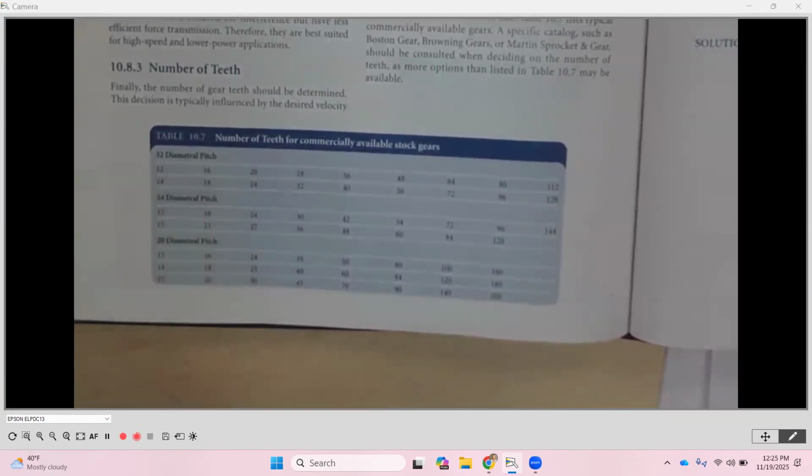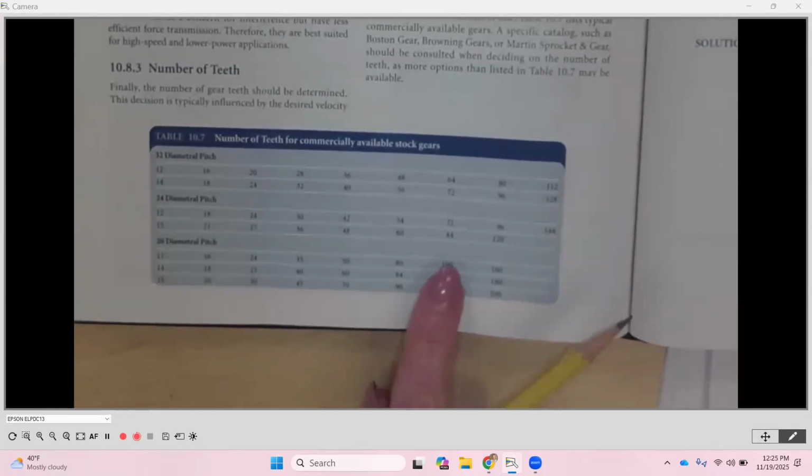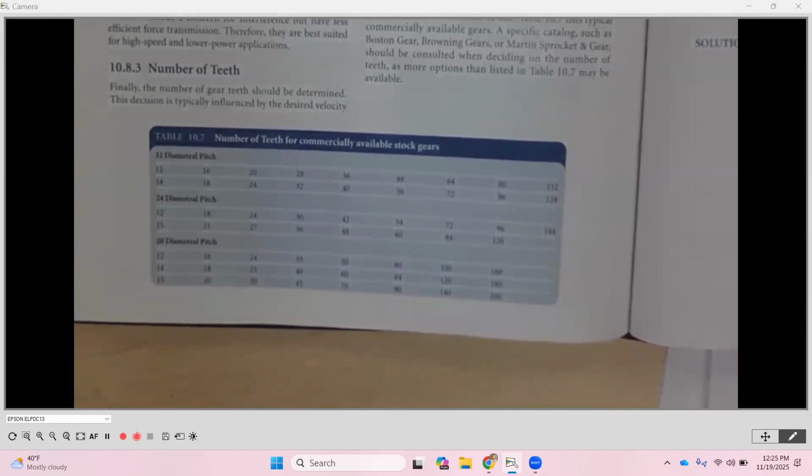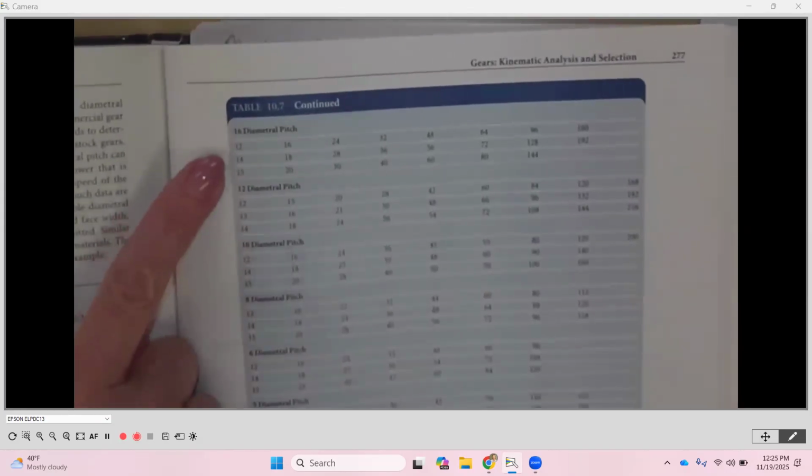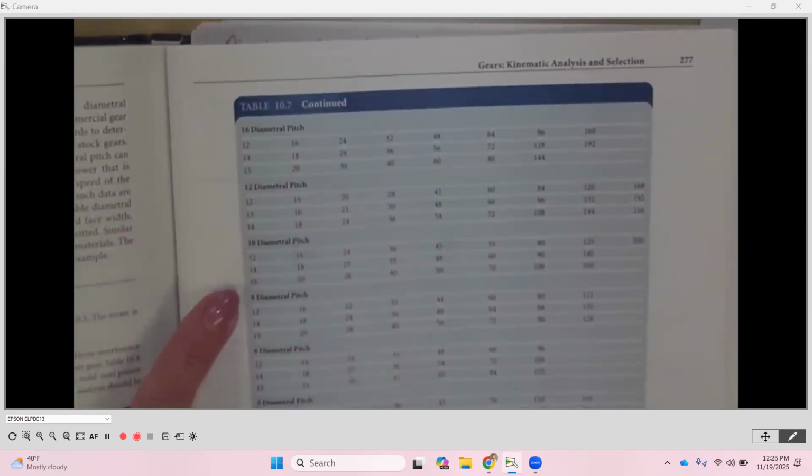Okay. And that's usually where we want to start, unless there's a really good reason why we would not want to use a number of teeth on the list that we have here. We want to stick to what is commercially available. Again, it's going to be less expensive and they're going to have a much shorter lead time, off the shelf, if you would. As we move to the next page here, it continues that list with more diametral pitches and then the number of teeth that are available on a standard gear in each one of those categories.